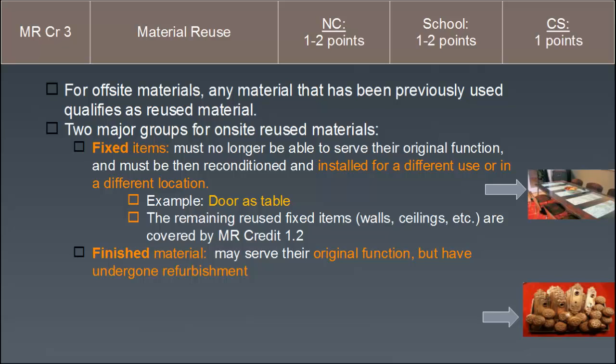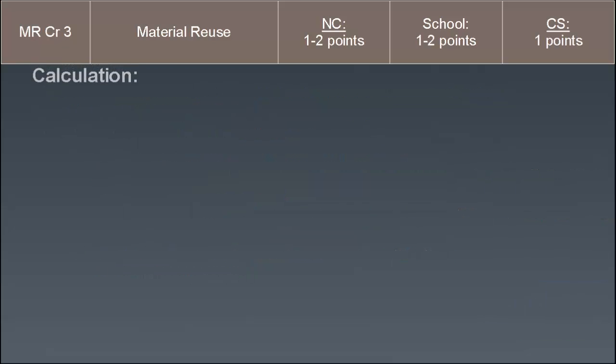The other group is finished material, which may serve their original function but have undergone refurbishment. Great example of a door as a table in that image, and also reuse salvage hardware from Hippo Hardware in Portland in the image below.